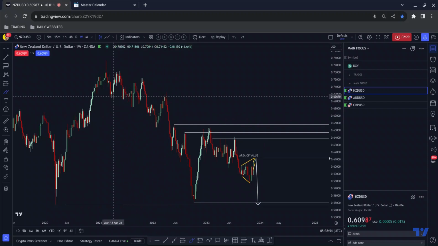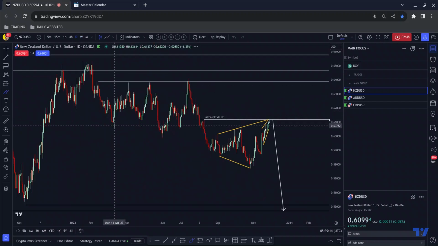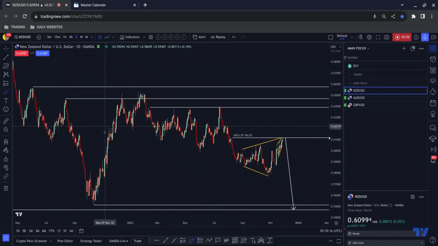Of course, things can change. If the DXY does sell off, then the picture could change on these pairs, because if the DXY is weak, then obviously the Kiwi dollar, Aussie dollar and pound dollar may move to the upside. But I'm just analysing the structure as I see it at this moment in time, and if things change, then we will reassess.